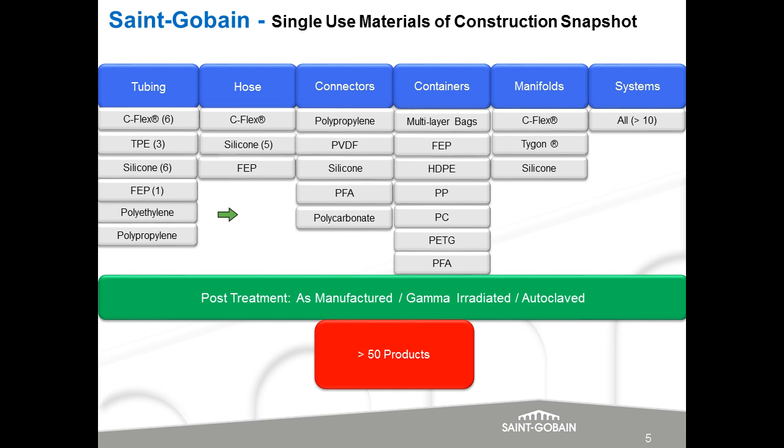And then when we get into systems, we have multiple components, many of the components that are from other manufacturers. So it becomes very complex to achieve test results that meet all the multiple requirements out in the industry. In addition, we generally are doing our extractables as manufactured, post-gamma radiated, and then autoclaved. So overall, Saint-Gobain has over 50 products that we need to perform extractable testing on.